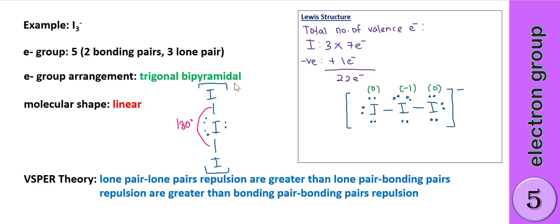Since this is a negatively charged molecule, put the negative charge up, or you can put the charge on the central atom, I minus, just like that. You do not need to put brackets, it is okay. It is easier to put the minus directly on the atom. So that's it for the 5 electron groups.